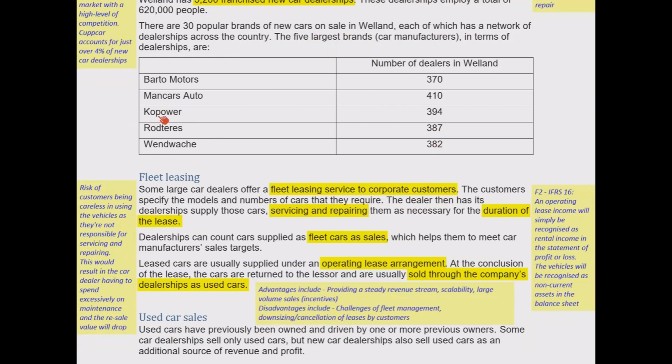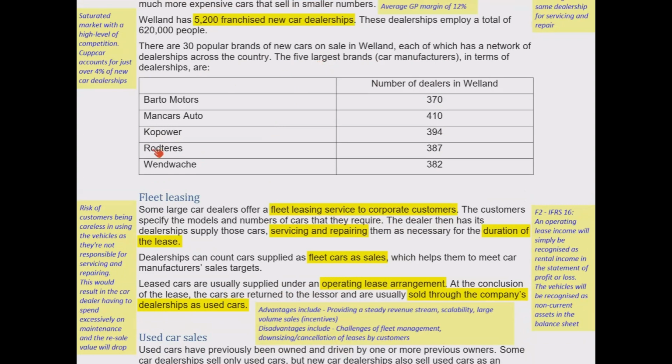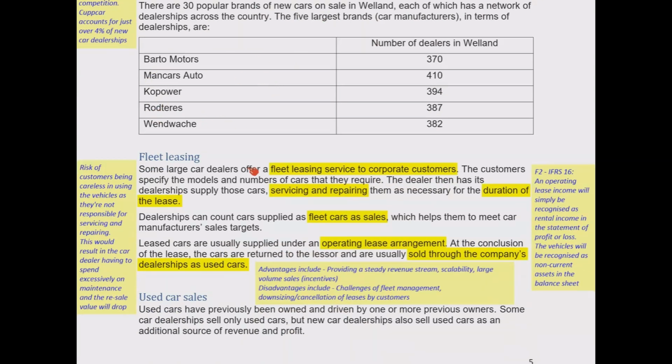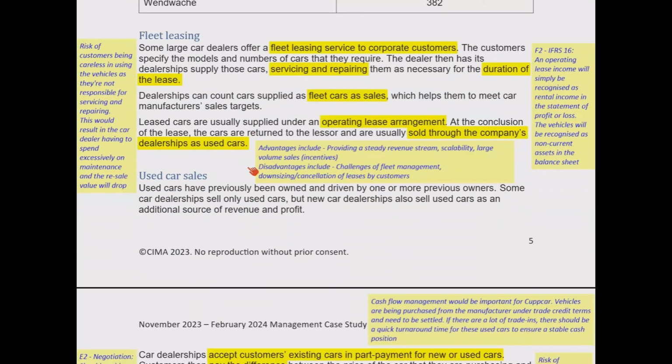It could be that one of these brands of car, Cuppcar does not actually sell. And that might be a possibility in the exam. It might also be a possibility that there is a brand of car not listed on here, of course, that might be proposed in the exam as being one that has approached Cuppcar. They want to do a franchise deal. And we might have to be thinking about various aspects of that proposition.